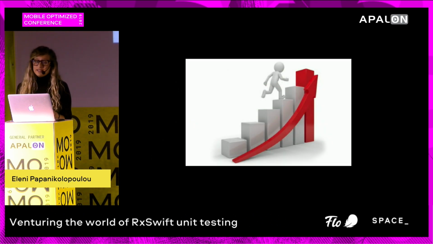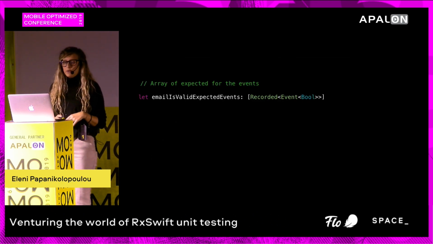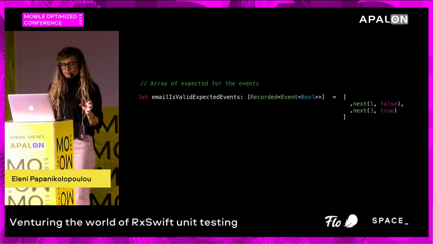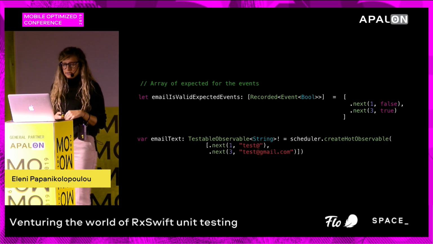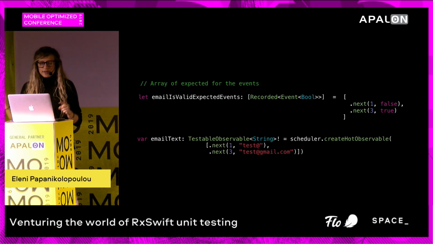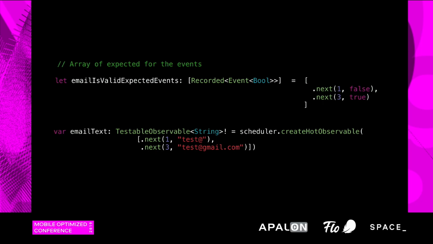But we can take it even further, and we can specify an array of the expected events, like this. So you can see here that there's a correspondence between the time of the events emitted and the events that we verify. We have an initial event at virtual time 1 with an invalid email, and we verify that at the same virtual time we get an event that the email that we just typed is incorrect. So this is how we have managed to test the time of events as well.